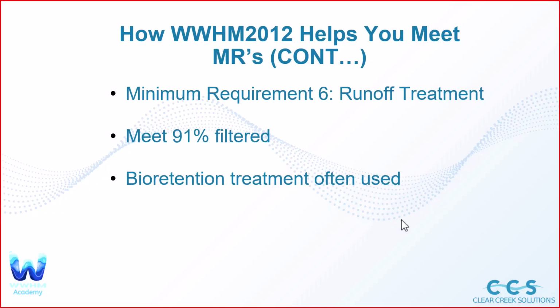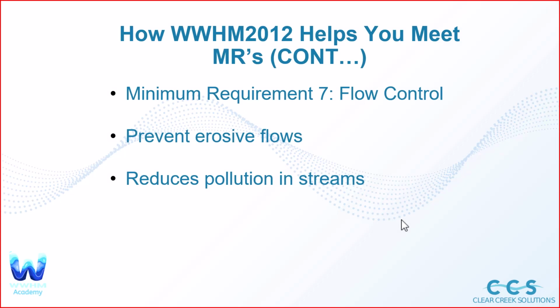And so minimum requirement number 6, that's runoff treatment. We think about the 91% filter that we can get in a facility such as a bioretention unit, for example. If we use those in our project, we can then filter that runoff. Minimum requirement number 7 is flow control to help prevent those erosive flows and reduce the pollution in the streams.